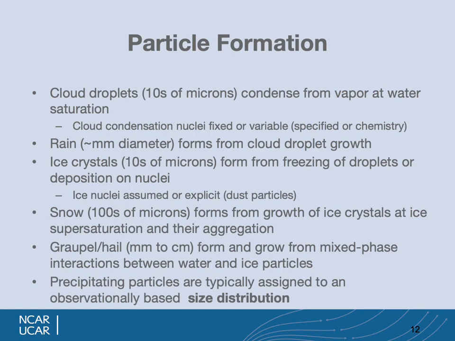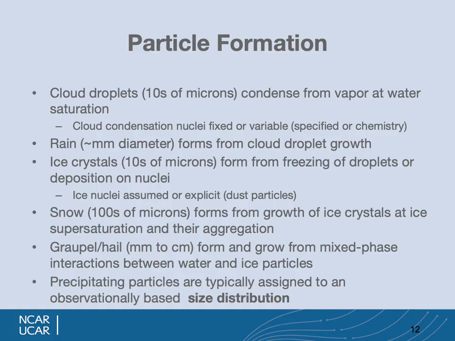In microphysics, you have to deal with how the particles are formed in various conditions. Cloud droplets, of course, form from condensation of vapor at water saturation. Cloud condensation nuclei can affect this, and some microphysics schemes allow those to vary depending on the pollution level, for example. Or chemistry can also provide the cloud condensation nuclei, but often it's a fixed number which allows for a condensation rate to a particular size of cloud droplets. Rain of the order of millimeter diameters forms from cloud droplet growth and also can grow by accreting clouds as it falls through.